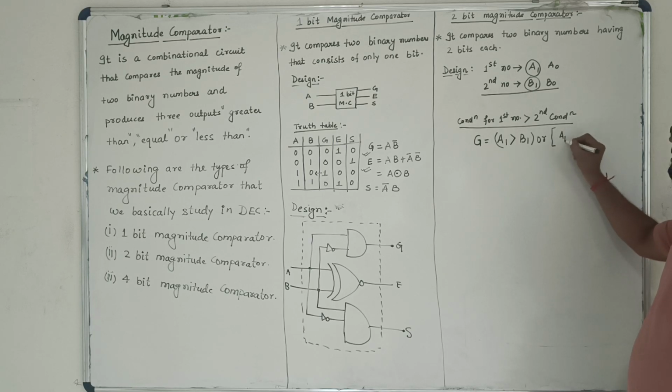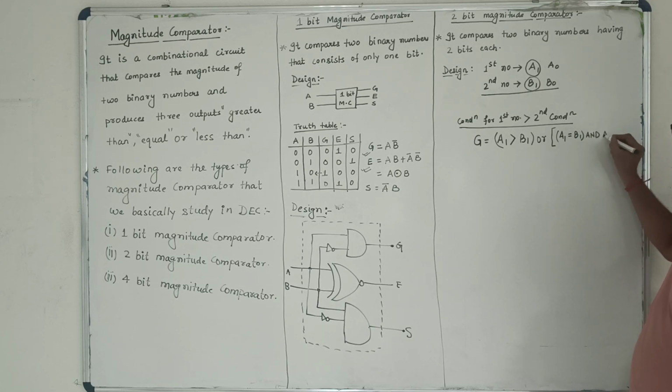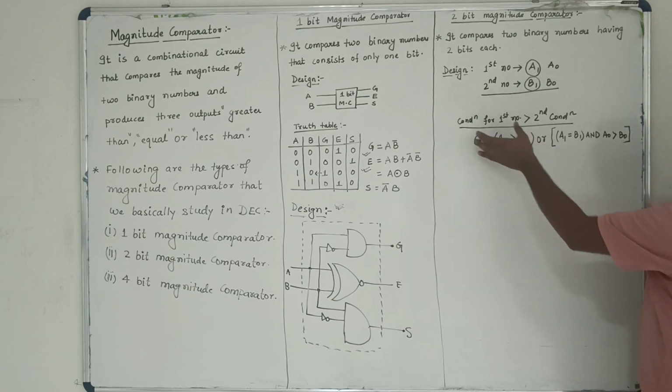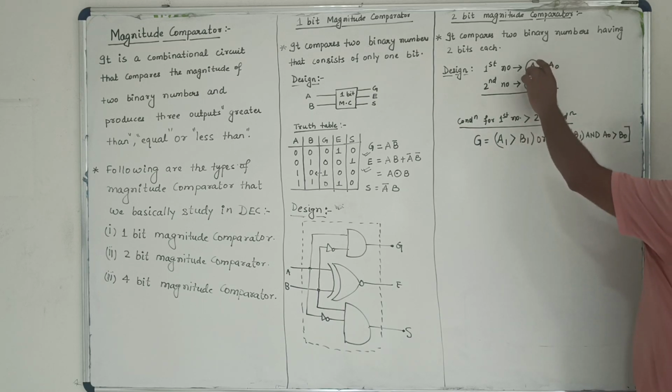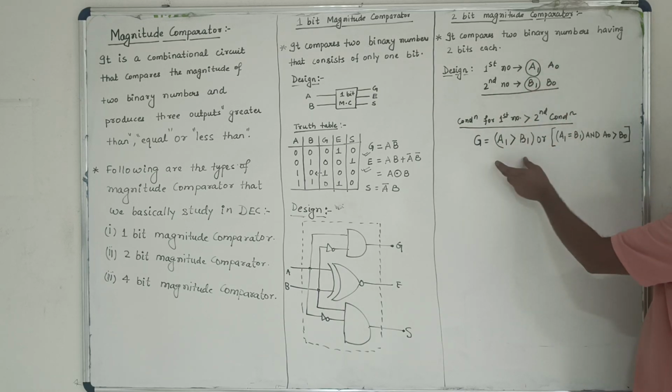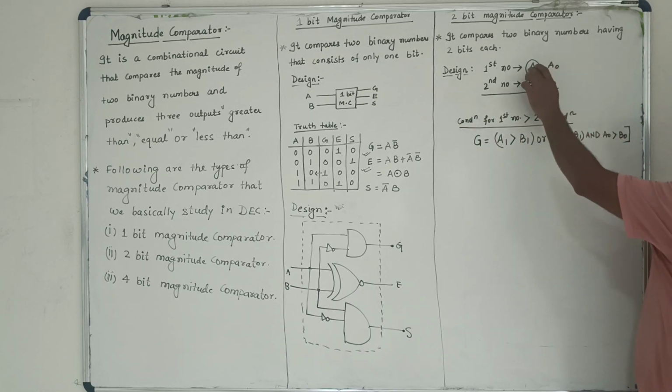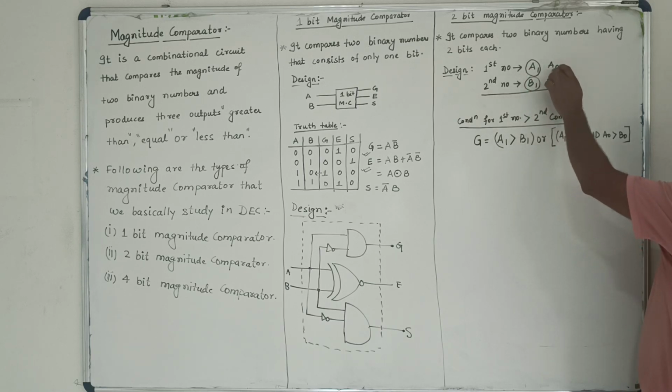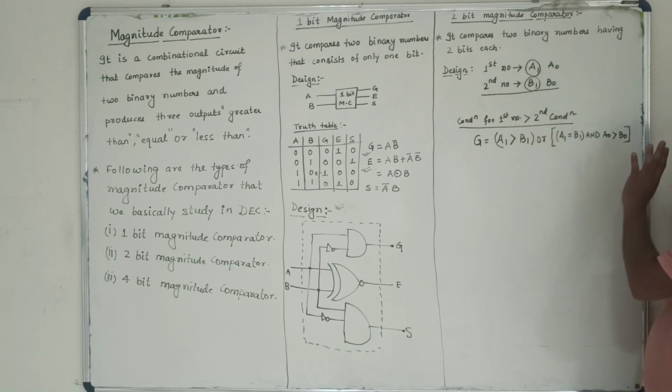A1 equal to B1 and simultaneously A0 must be greater than B0. I think you have got this. This is the beauty of the line I have written. If this is greater than this, then the number is greater. If this is equal to this one and simultaneously this one is greater than this one, then the number is greater. I think you have got it.